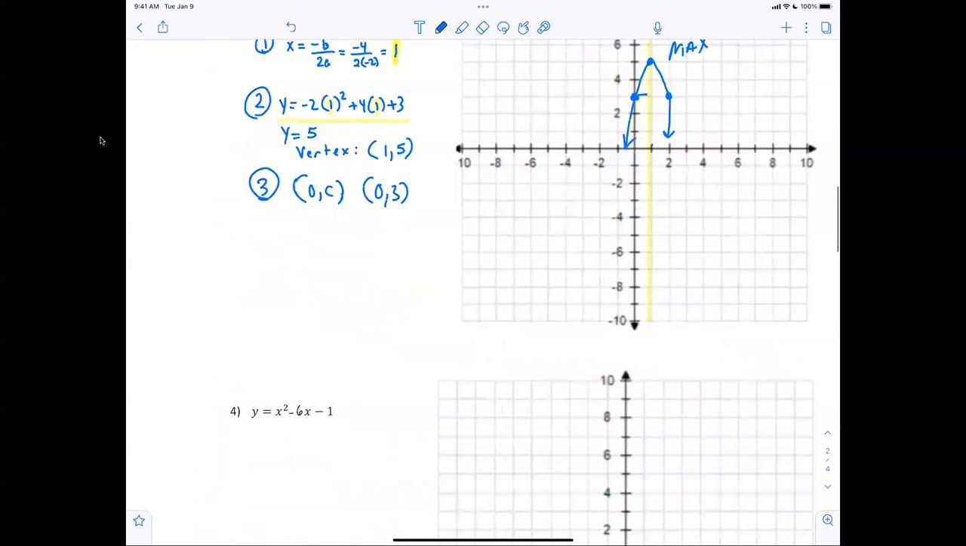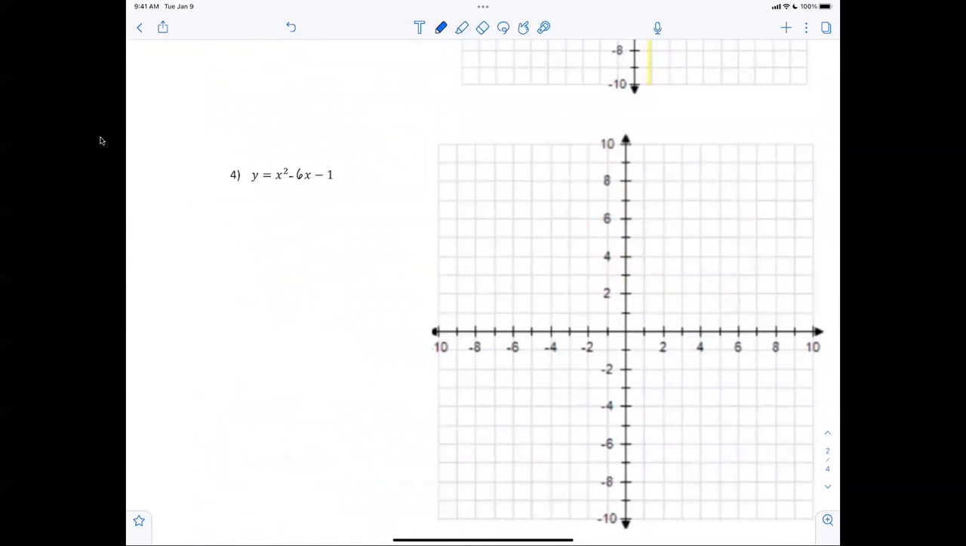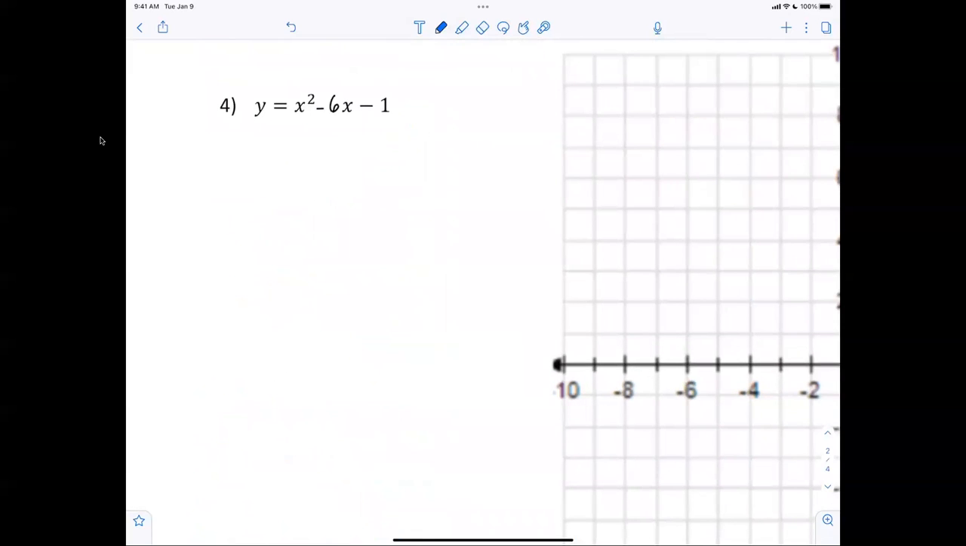All right, so now everybody take a look at number 4. I'll do this one with you and then you can do the rest on your own. You can double check and verify everything with your calculator. So we're doing step number 1. So x equals what? 6 over 2. The reason why it's 6 is because it's -b, right? So the b value is -6, over 2.